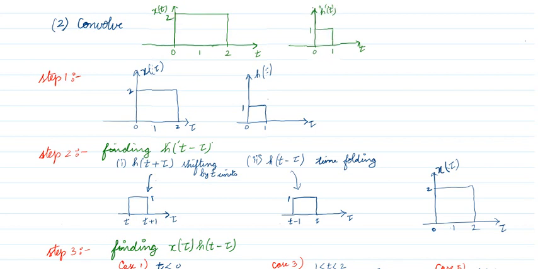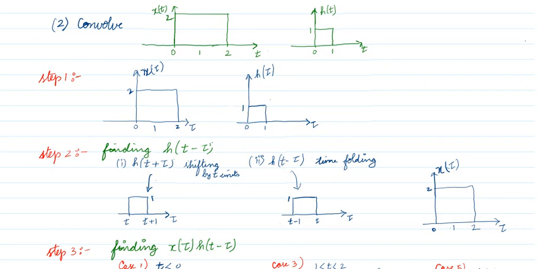The first step is to rename x of t as x of tau and h of t as h of tau. Instead of t, I have put tau values. The second step is to find h of t minus tau. First I have to do shifting, then folding. First, shifting by t time units. Where h of tau is from 0 to 1, I am going to shift with t, so 0 will move to t, and 1 will move to t plus 1.